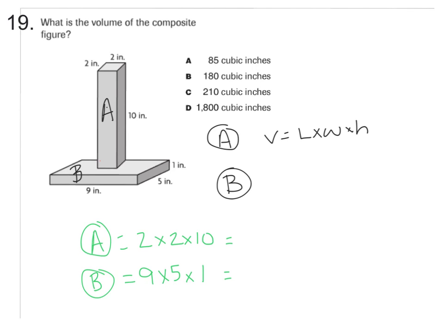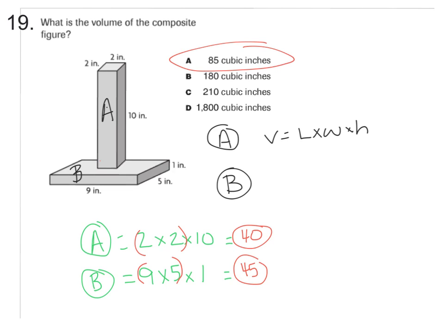Okay, so for the volume of rectangular prism A, it's 2 times 2 times 4. When you use the associative property and group 2 times 2 together, you'll get 4 times 10, which is 40 cubic inches. And for B, I'm going to do 9 times 5, which is 45, times the height of 1, which gives me still 45 cubic inches. Combining A and B together, 40 plus 45 is 85 cubic inches. You should have gotten the answer A for this choice.